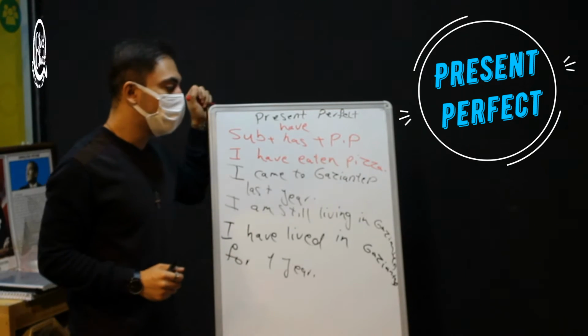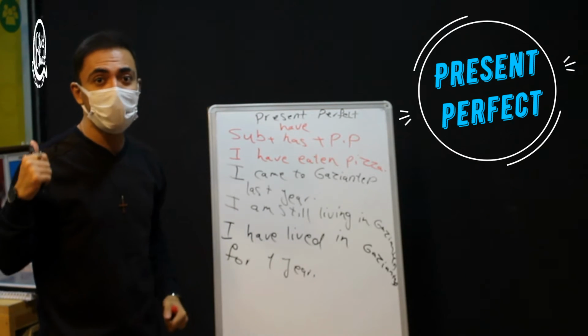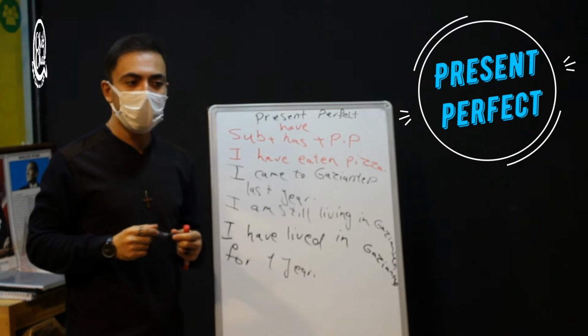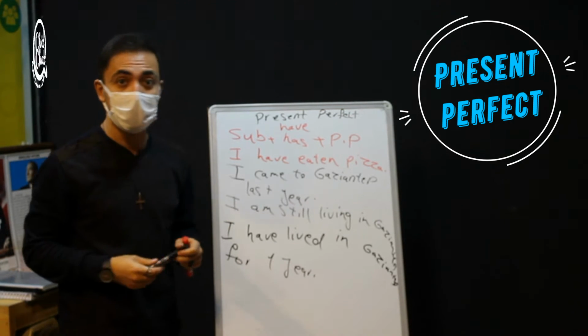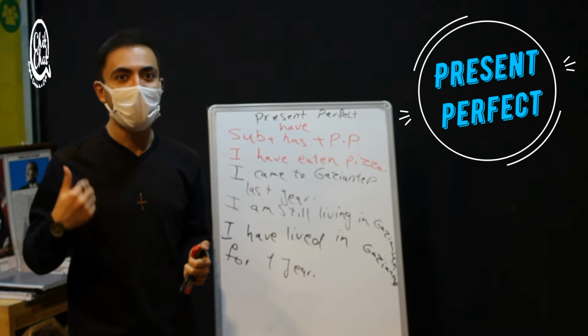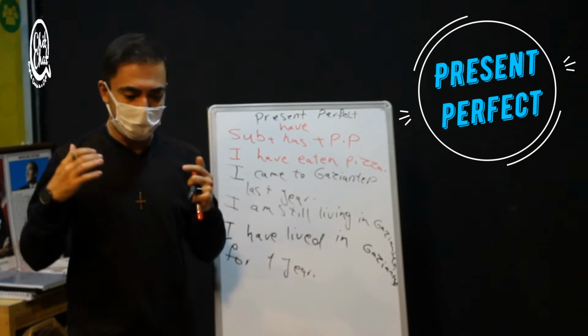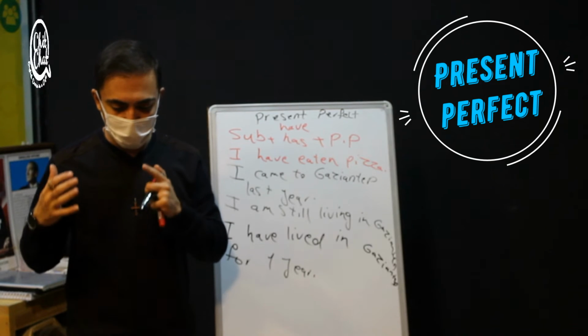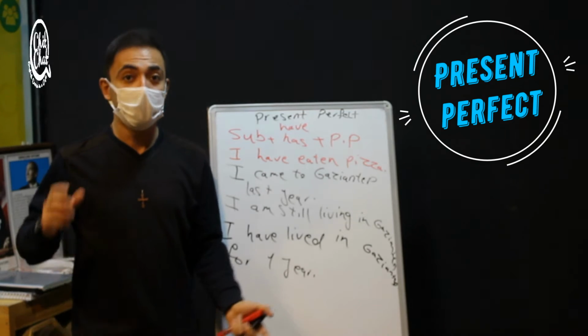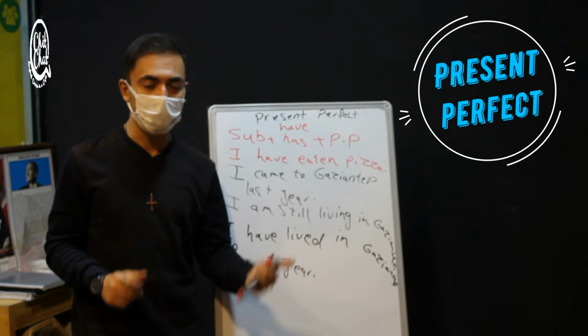The second usage is about an action that happened in the past, but the effect is in the present. For example, imagine that in the morning you go to the street and you see that the streets are wet. So you can say, it has rained. What is the effect of the rain? Wetness of the street. So because of that we use present perfect.